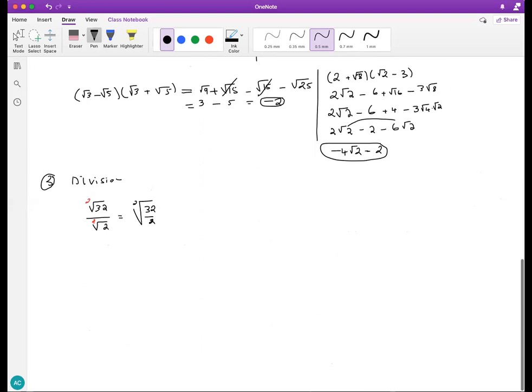Same thing here, we have a division, so we're going to divide. It's going to be 16, 32 by 2. And of course, this is equal to, what is that equal to? 4. That's right, 4. Okay, so check the indexes before you divide radicals.